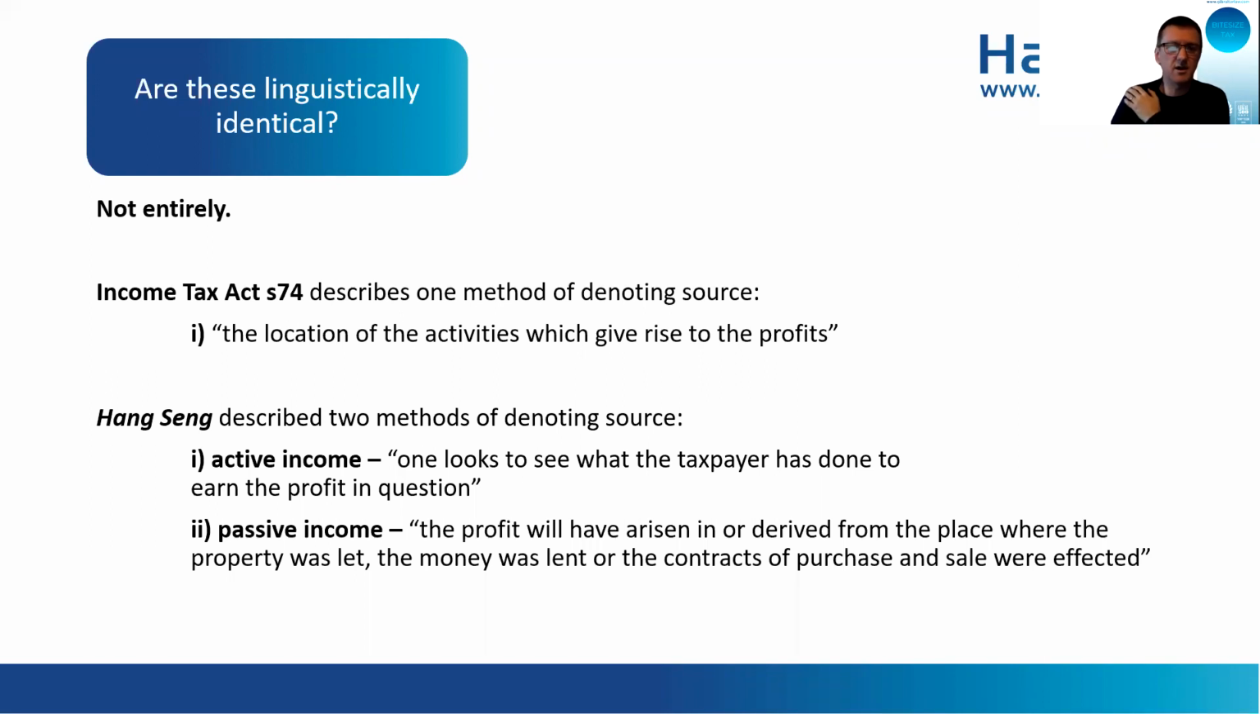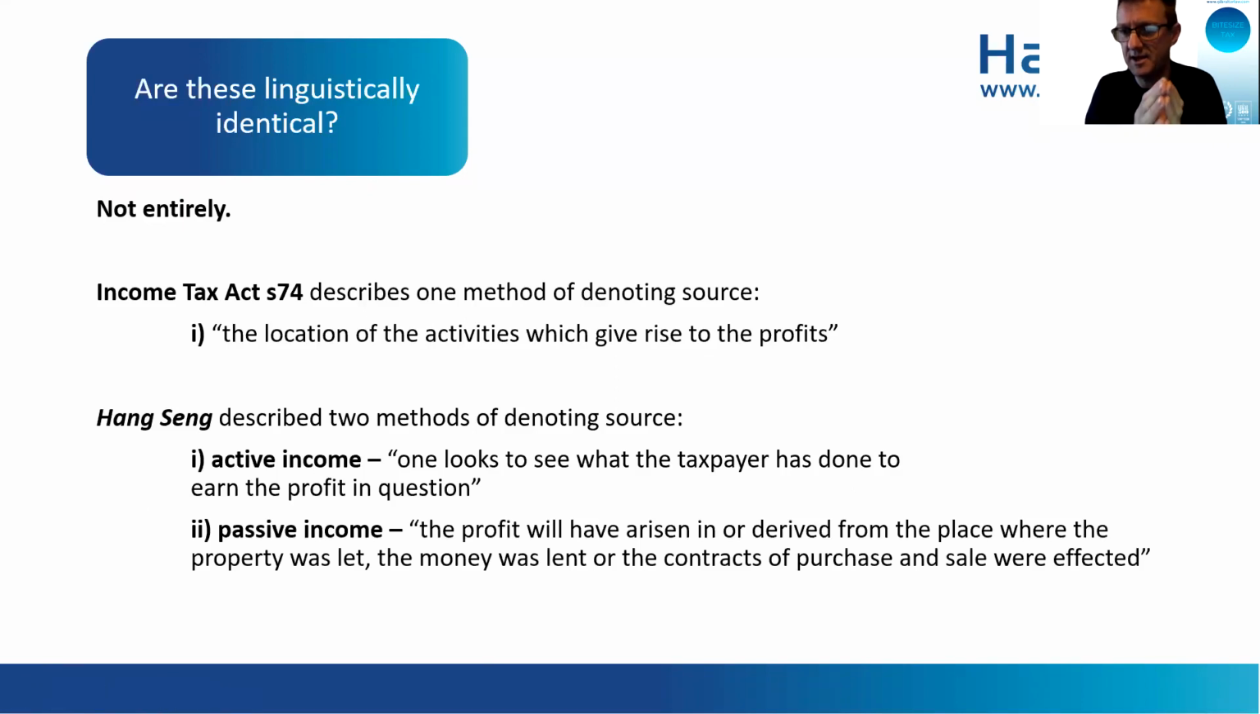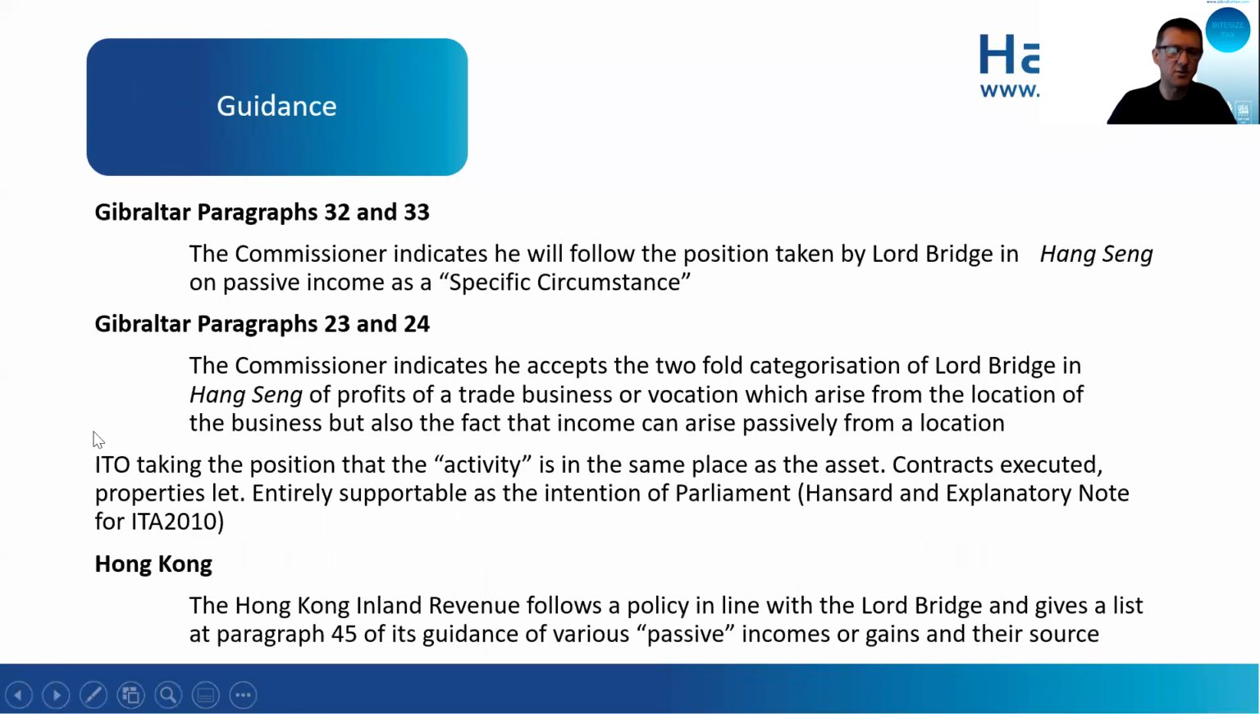However, when we look at the guidance notes which were issued in 2010, when the Income Tax Act came out, and we look at Hansard, it's clear that the intention of Parliament was that Section 74 would essentially be a codification of the common law rule in Hang Seng. And when we look at the guidance, we will also see in the Gibraltar guidance, paragraphs 32 and 33, that the Commissioner indicates that he will follow the position taken by Lord Bridge in Hang Seng on passive income as a special circumstance. It's quite interesting that he takes the time to explain that to us, but that's his approach. That Section 74 is essentially a codification of Hang Seng.